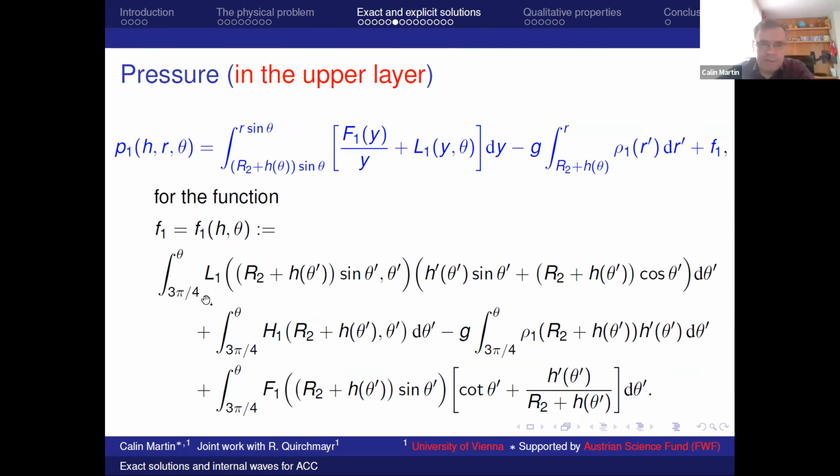f1. So this is a function that depends in this case both on the interface and the theta variable. So it has this long, complicated expression which involves the interface and the body forcing and the function F1 that defines the velocity.